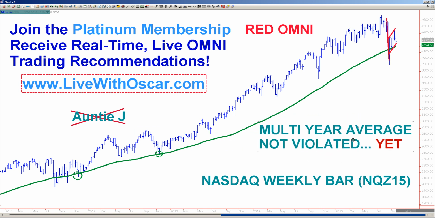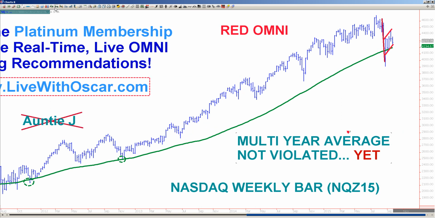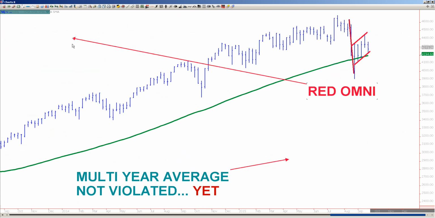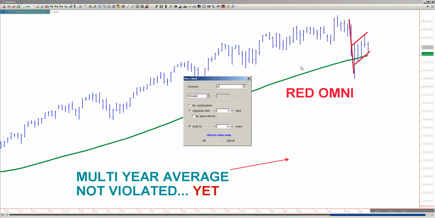So the multi-year average, not violated yet in the NASDAQ, but once again, when we blow it up, I think that we need to have a red Omni for tomorrow. Aunt Janet or not, it's only going to make it rally a little if it rallies, and down we should end up before the day is over. So that's two. There's more to go.